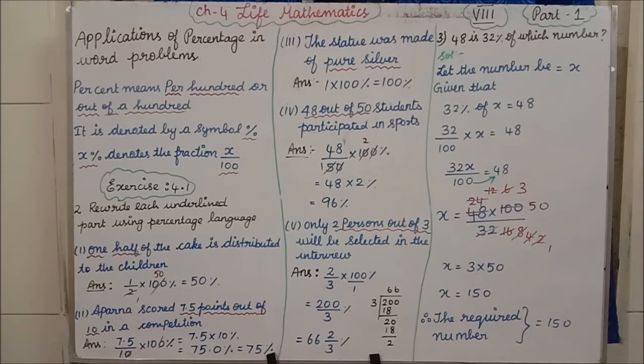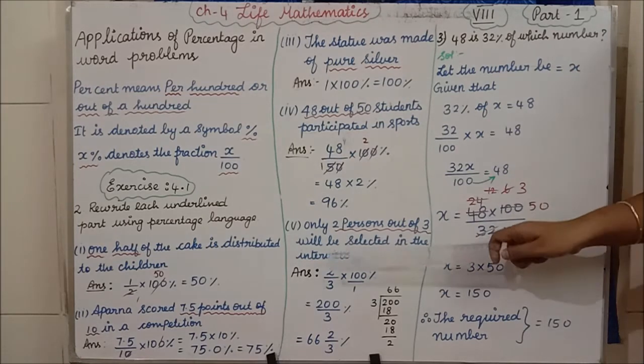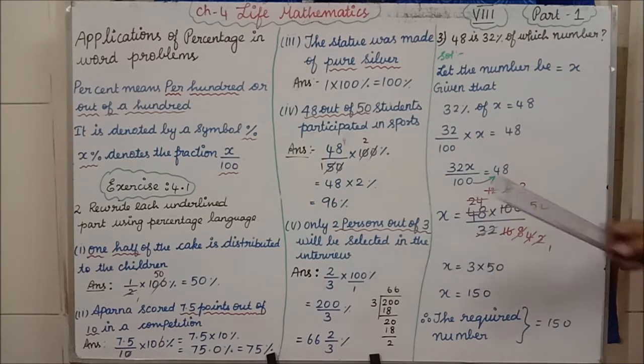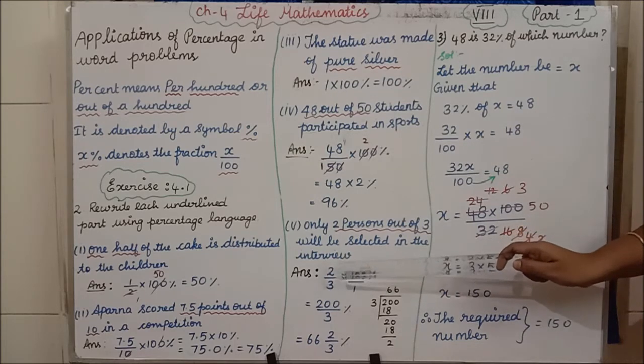Only 2 persons out of 3 will be selected in the interview. 3 persons are coming for the interview, but out of the 3, how many were selected? 2 of them are selected. So how can we write this? 2 by 3 into 100 percentage. Clear? And we cannot cancel here.